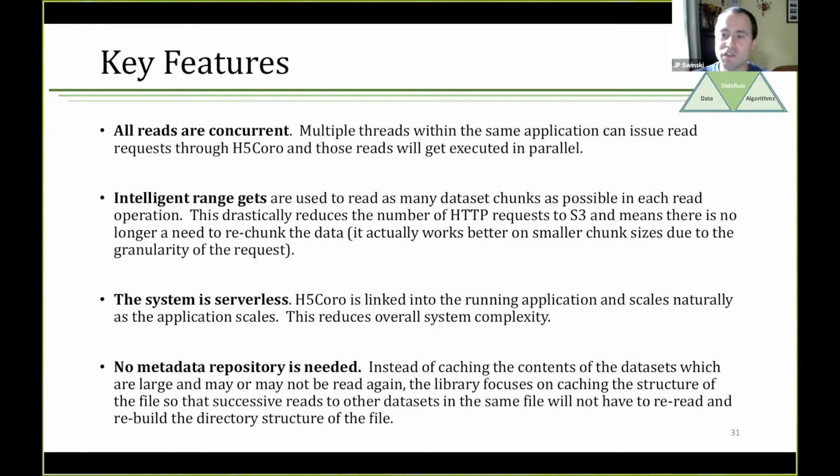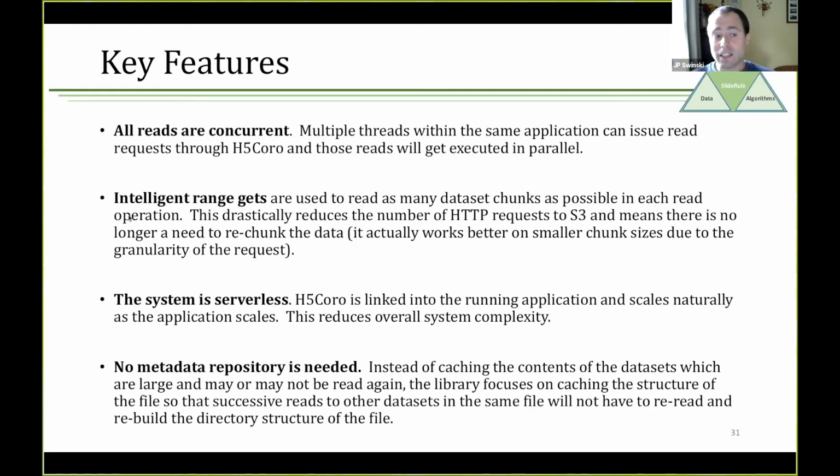So what are the key features of the library that make a difference for us? The first is that all of the reads are concurrent. If you have multiple threads and you're doing IO reads in parallel, those reads are executing in parallel. And if you've got multiple cores, they're actually happening at the exact same time. But even without that, because most of your time is spent waiting for IO, it's tremendously efficient.